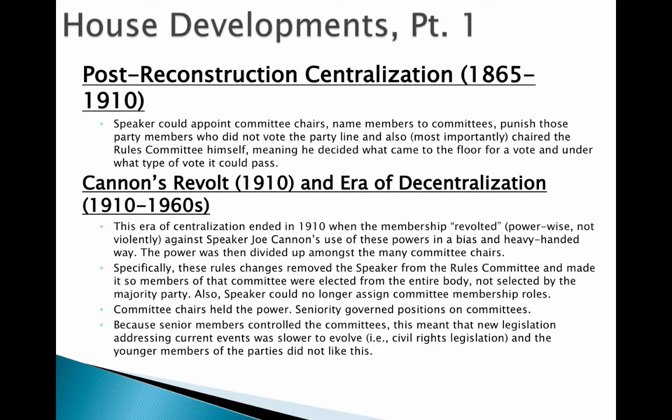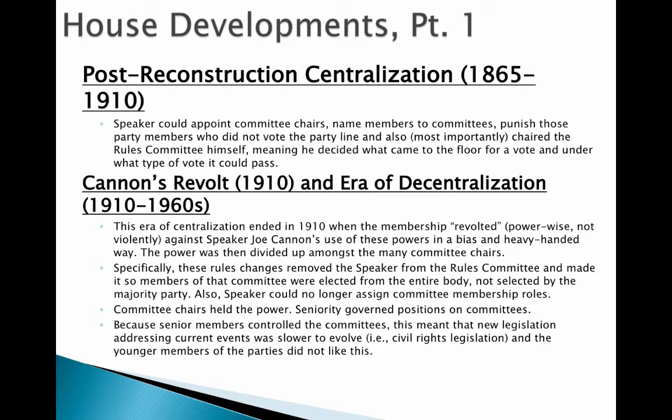So I want to roll through some of the historical developments, and there's a lot filled in here on these slides. I'm not going to touch on every little thing, but I want you to get a sense of how this happens over time. And largely what happens is that centralization happens and then decentralization follows. It's like a tug of war throughout history that we have seen in the House of Representatives. And the first era of centralization was after the Civil War.